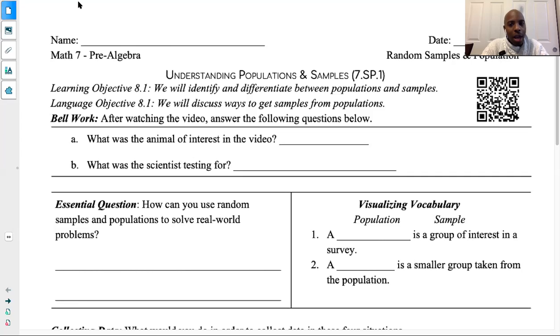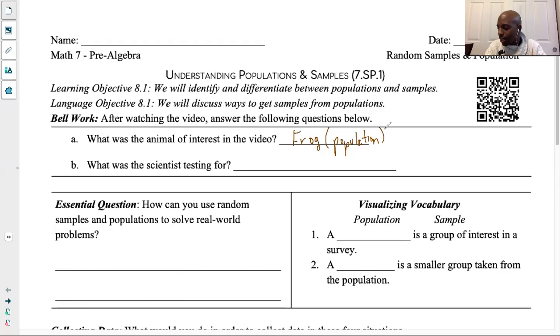All right, after you watch this video, you should have recognized that the animal of interest that they were talking about so much was frogs, right? I'm going to write right here for you. If you need to, this is an area for you to take notes. If you're able to print out the worksheet, great. If you're not, just write it down somewhere and keep your notes, okay? The animal of interest was frogs. And the word they said afterwards was population, right? They talked about the population of frogs. And then what were they testing for?